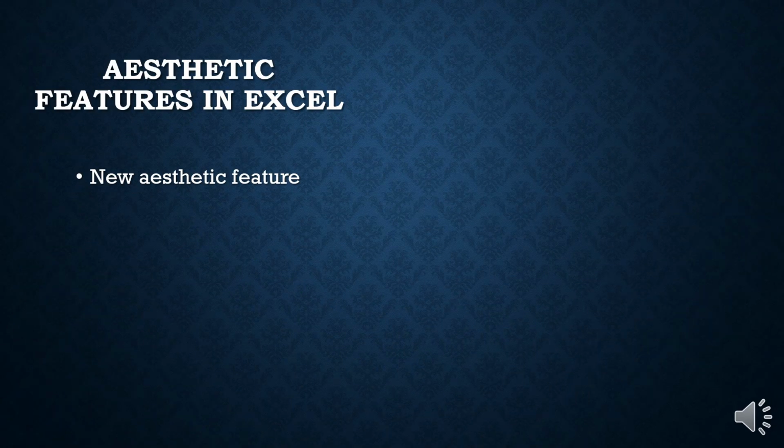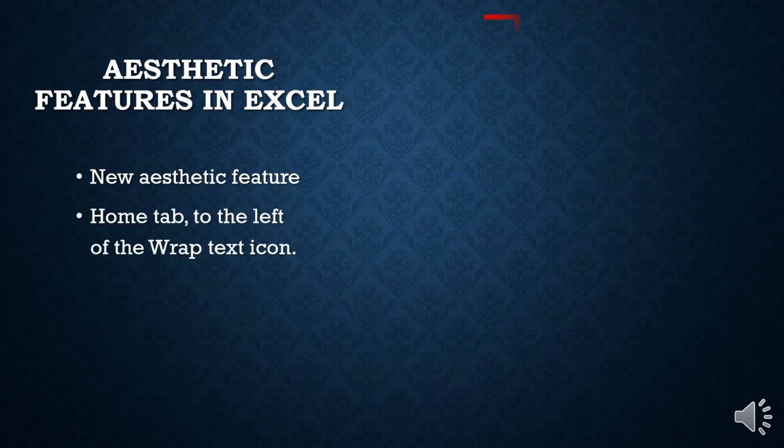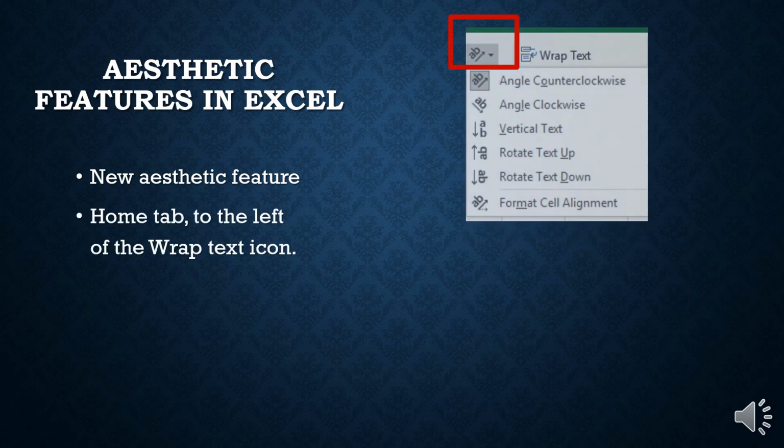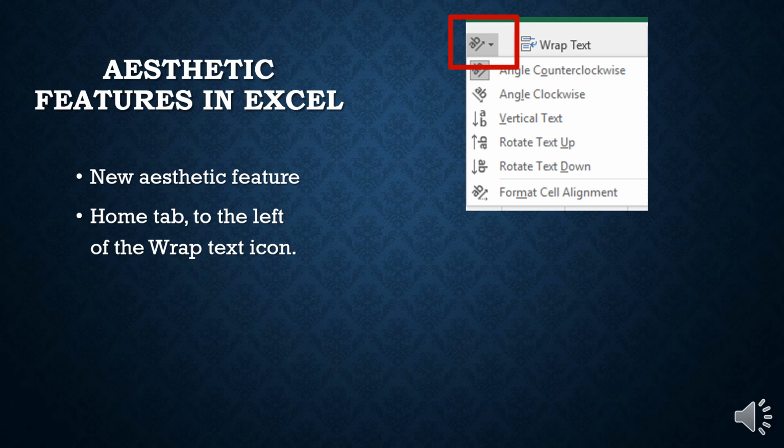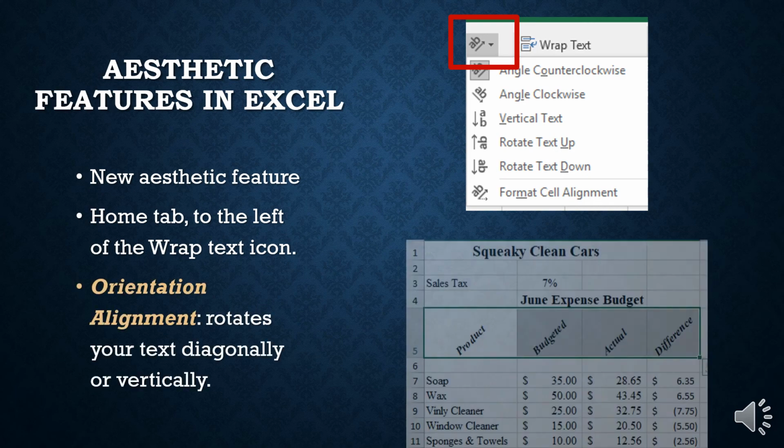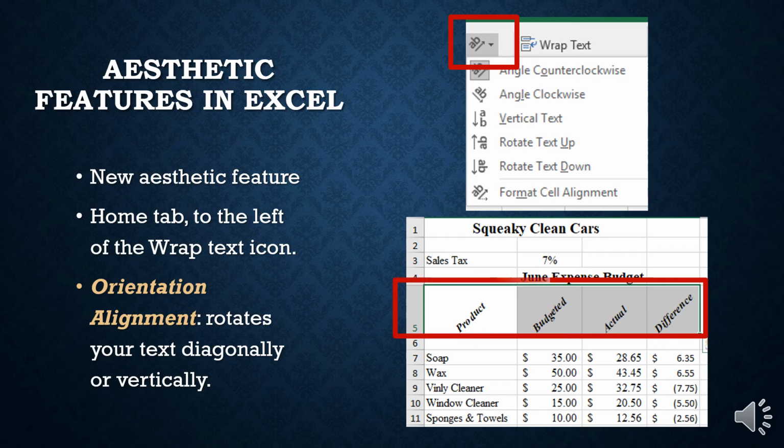Aesthetic features in Excel. New aesthetic features. On the Home tab to the left of the wrap text icon, you are going to see the orientation alignment. This rotates your text diagonally or vertically. Notice that you can rotate your text either counterclockwise, clockwise, vertical text, rotate text up, or rotate text down. The example given here is using the angle counterclockwise.